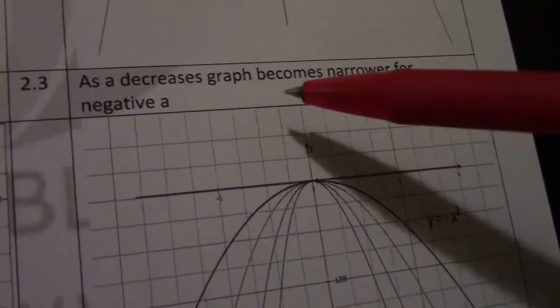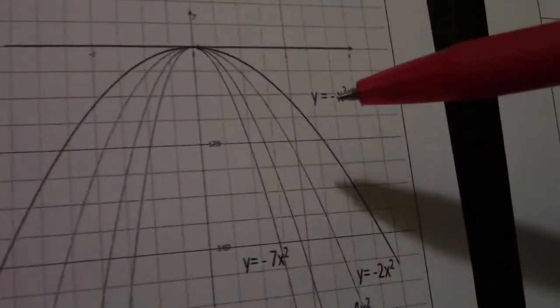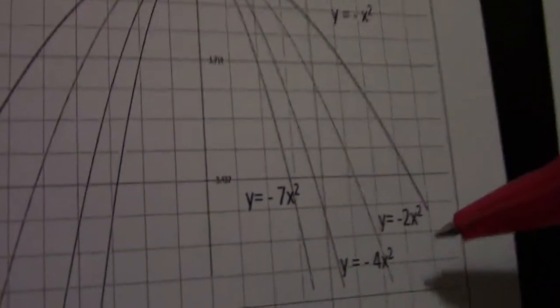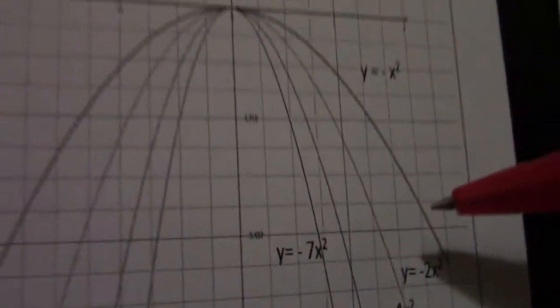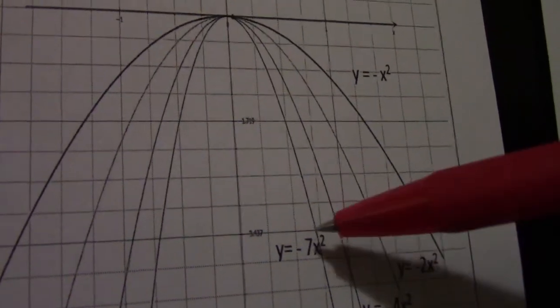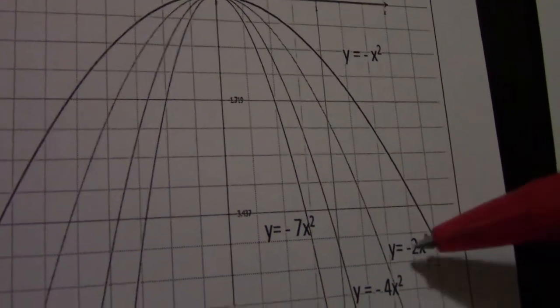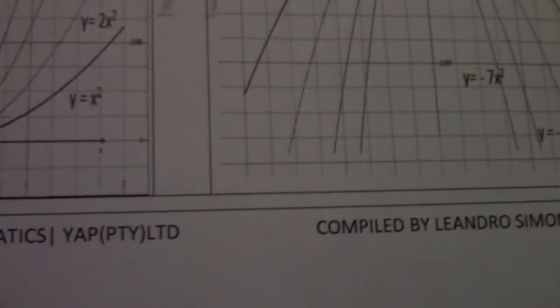Right? As a decreases, the graph becomes narrower for negative a. So if I look there, y equals negative x squared, negative 2x squared, negative 4x squared, negative 7x squared. So you should see what's happening to the graph. As it becomes more negative, as it decreases, you should know minus 2 is bigger than minus 4. The graph is moving closer towards the y-axis.